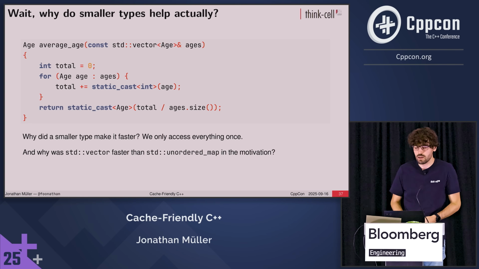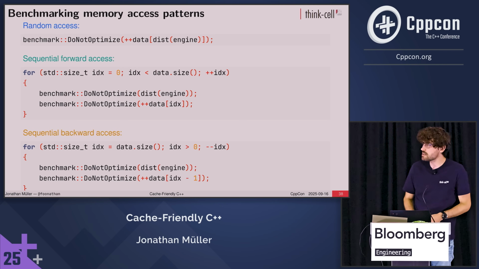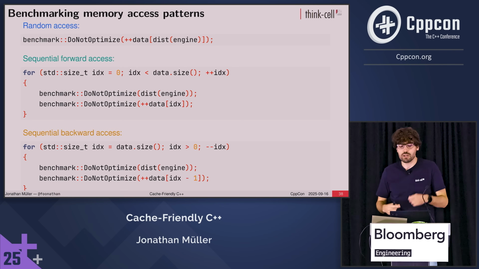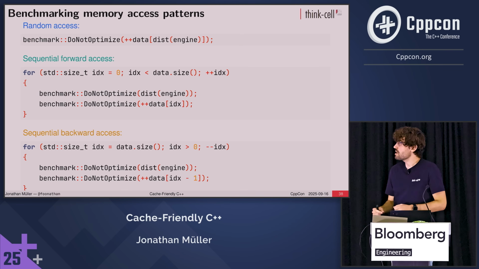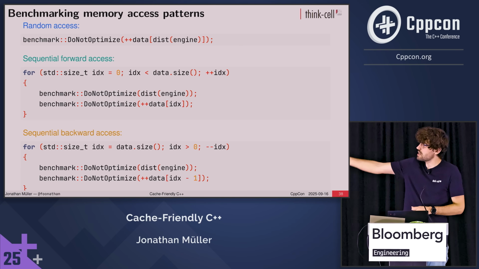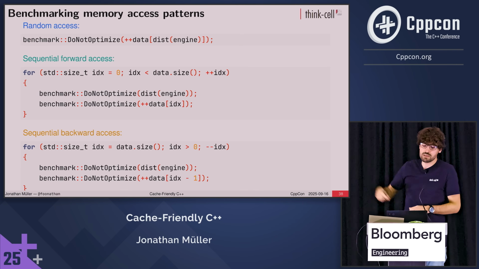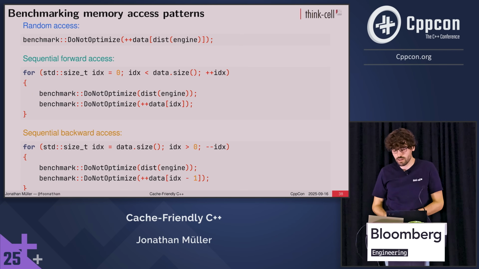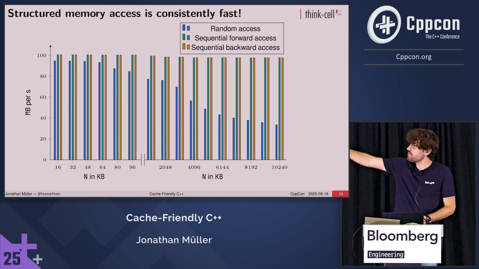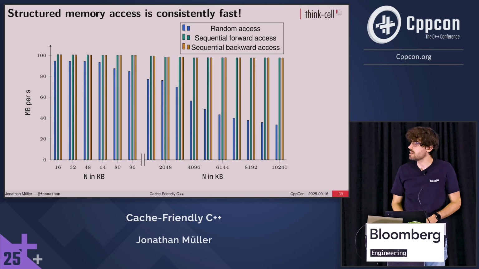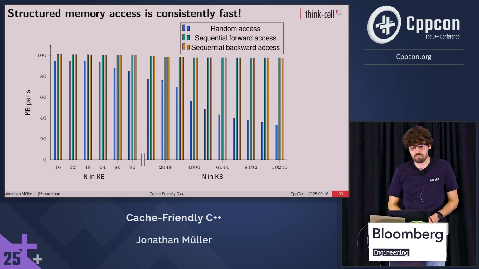To look into why that is, let's benchmark not only random access, like in the first one, but also linear access both forwards and backwards. And to make the comparison fair, in both sequential accesses, I'm still computing a random number and throwing it away, just so we pay for that every time. And now we see something interesting, because if we do sequential access, we have the same performance no matter the size of our data. Only if we do truly random access do we drop off.